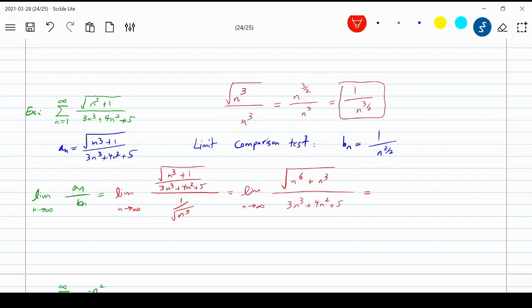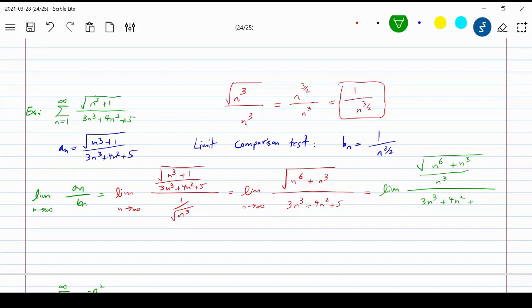And what can you say about this? You can divide everything by n cubed, just because n cubed is the largest. And n cubed under the square root basically would be n to the power 6. So I can say this is the same as the limit of dividing everything by n cubed, n to the power 6 plus n cubed. Let me show you what I mean. I divide by n cubed everywhere.